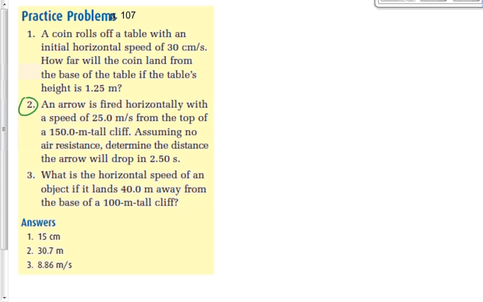Okay, so number 1 says a coin rolls off a table with an initial horizontal speed of 30 centimeters per second. How far is it going to land if the table's height is 1.25 meters? As I called you up and checked your homework here today, some people said, I didn't draw a diagram, I just did it. And I marked it done because I could see that you worked on it. But listen, you should always draw a diagram for these problems, always. Anytime you have a 2-dimensional interaction, you should always draw a picture.